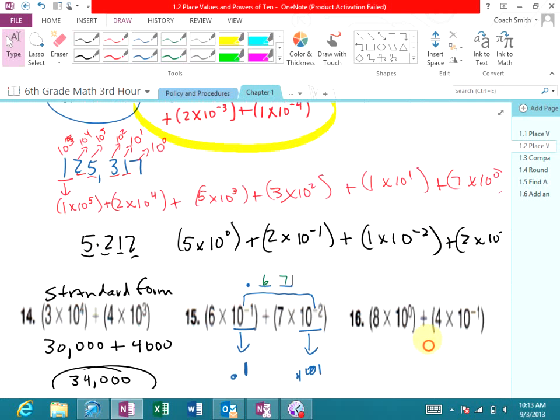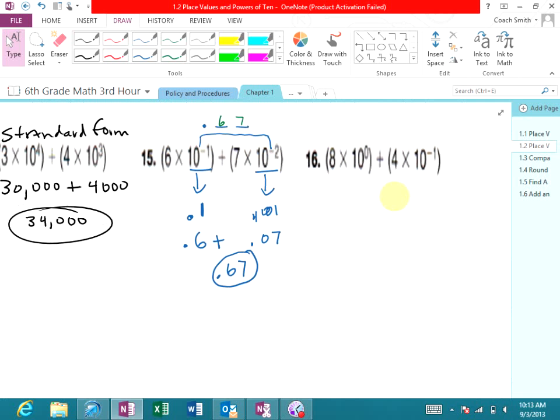Okay? Now, this one, once again, has a mixture of positive exponents and negative exponents. And so, therefore, it's going to be a mixture of a whole number and decimal numbers. It's fairly simplistic. 10 to the 0 power is what? What place value? The ones place value. So, this is the ones place value. So, that means that I just put 8, because it's 8 times 1.